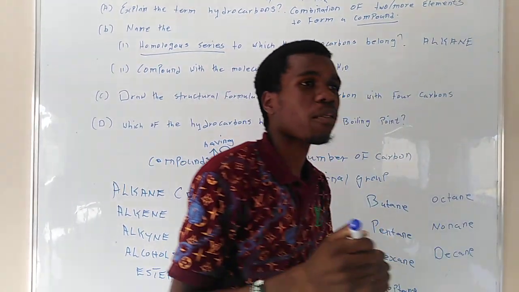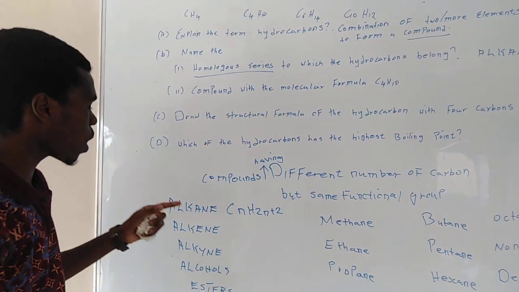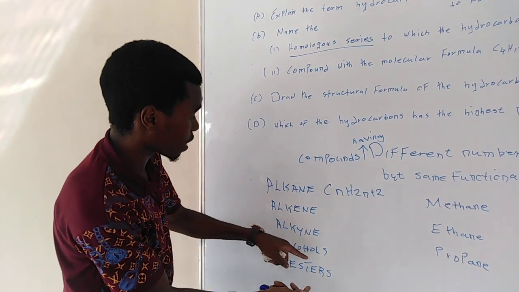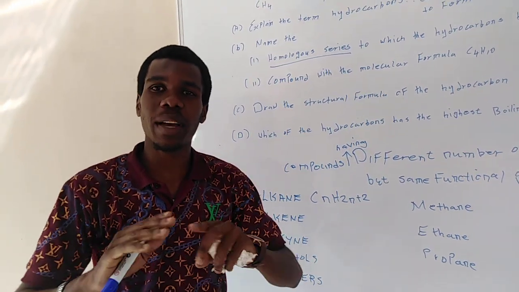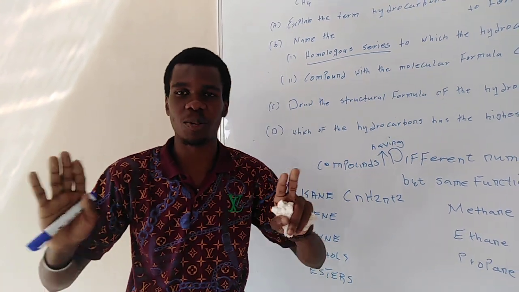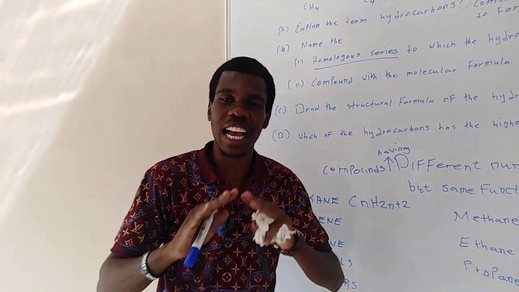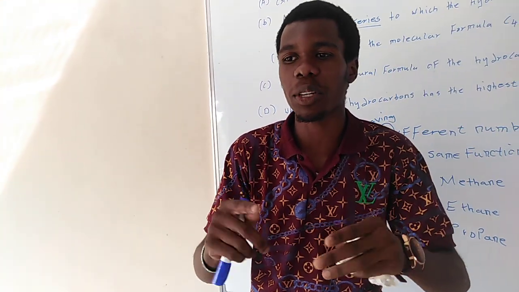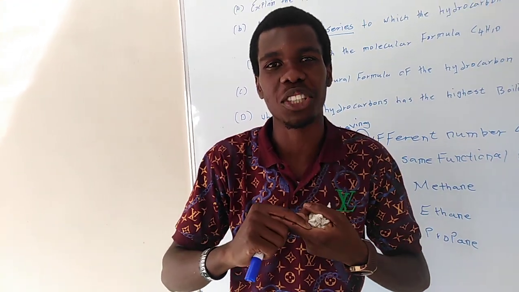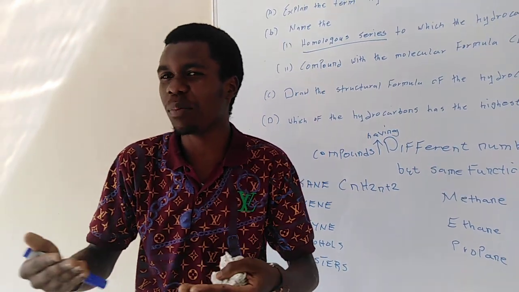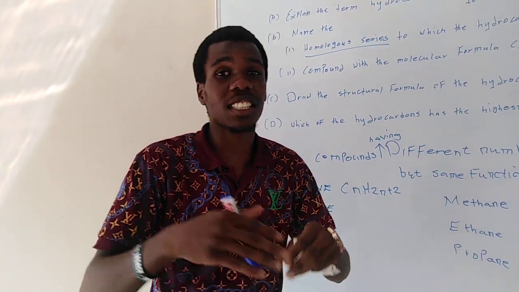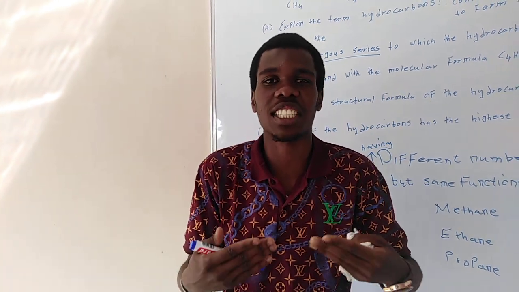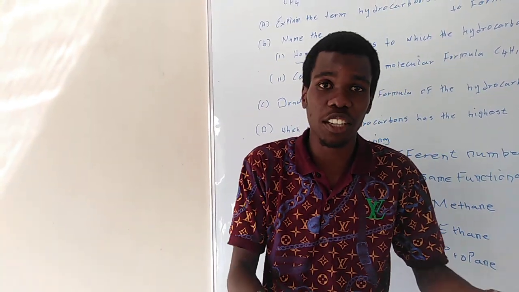In another video I will try to explain what the alkenes, the alkynes, the alcohols and also the esters are. By definition, alkanes are just saturated hydrocarbons. The reason why the alkanes are known as saturated hydrocarbons is that they carry a single bond in between the carbon atoms.